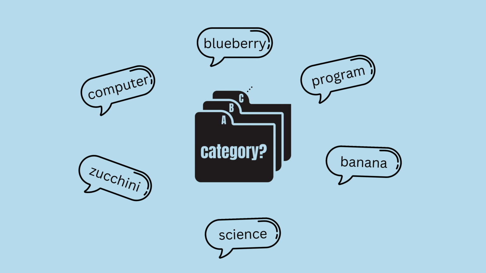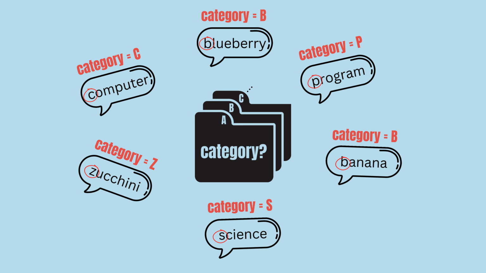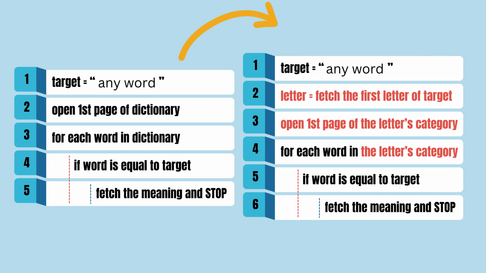But how to decide what category should we move to for each word? We just have to extract the first letter of the word, and there it is, the category in which we have to look for the word. Then our algorithm would look something like this. That is all it takes to know about the meaning of an algorithm.